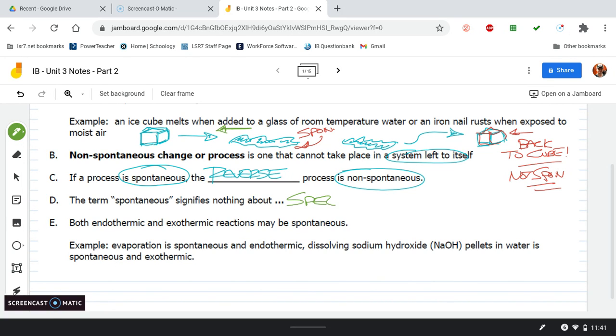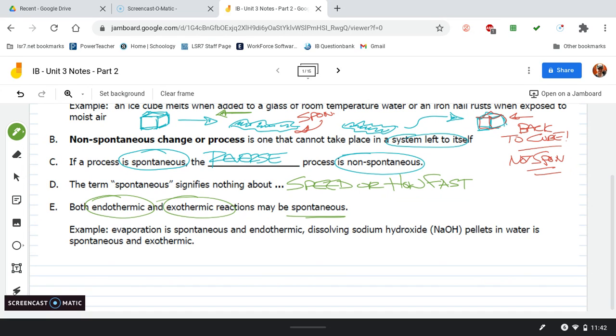So something could be happening spontaneously, but it could take hours or years, but it would still be spontaneous because it is happening. So that says both endo and exothermic can be spontaneous, so that will not determine spontaneity. You actually have to look at the states of matter or some charts.